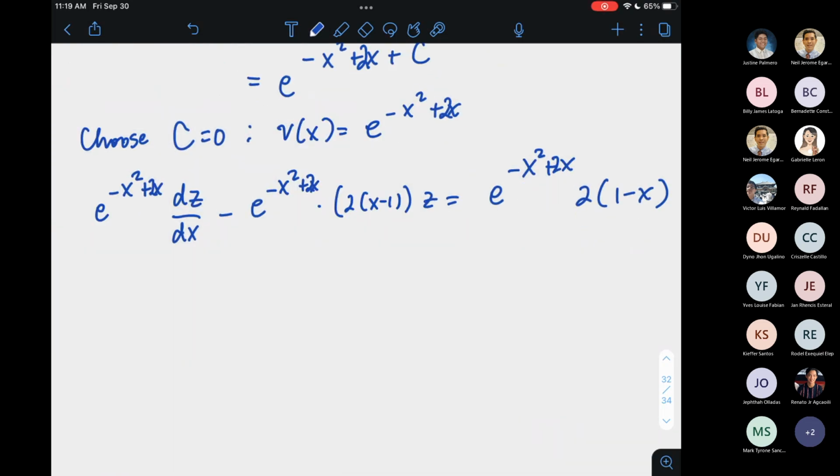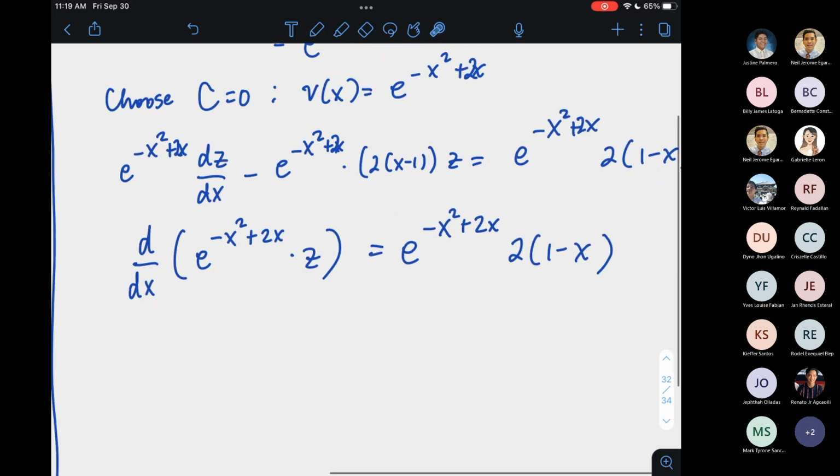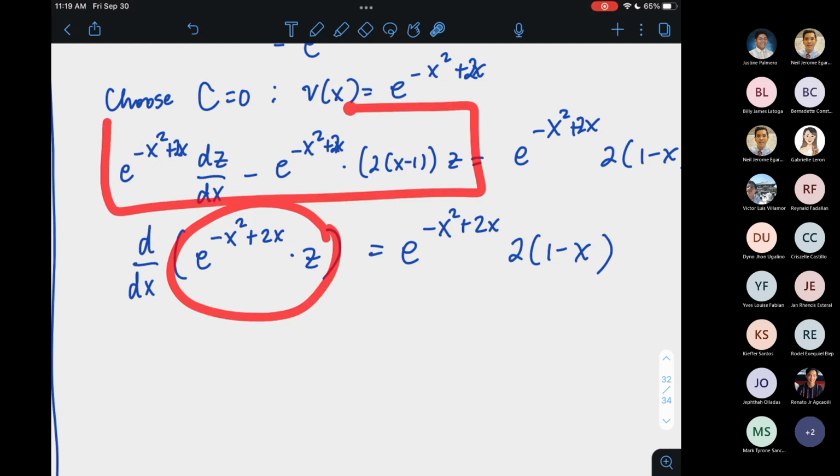Integrating factors, so we have chosen it nicely so that the entire left-hand side is the result of the product rule. So it's going to be the derivative with respect to x ng e to the minus x squared plus 2x times z equals e to the minus x squared plus 2x times 2 times 1 minus x. Okay, x minus 1 siya, kaya lang merong negative sa labas kanina, kaya sinulat ko na lang siya na 1 minus x. And then you can check, pag dinifferentiate nyo to, makukuha nyo ito.